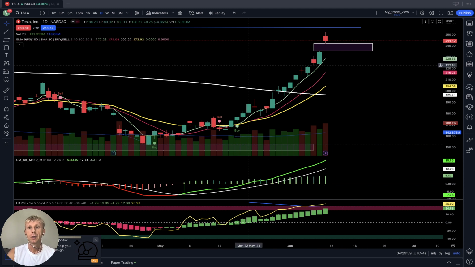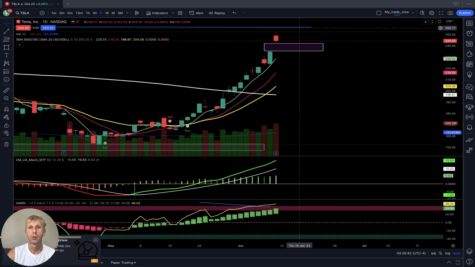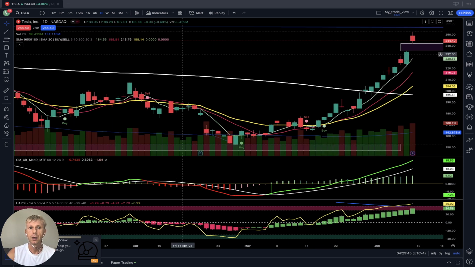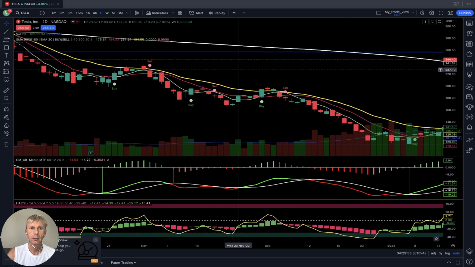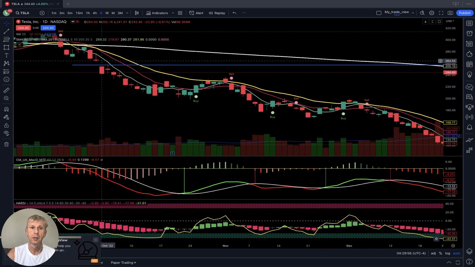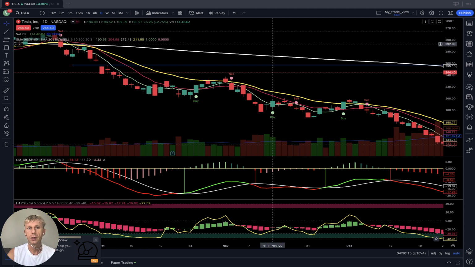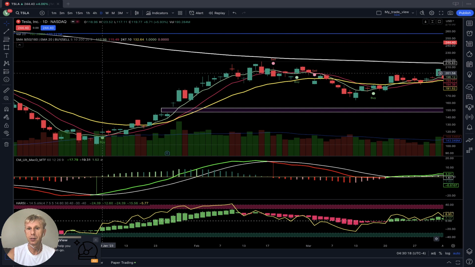And at the same time, this is the level of October. It can bounce to this level. Is there, yeah, there is the gap, you see? Here is the gap. Very large gap from 257, 256, 258, sorry, 258 up to 260, 262. A $4 gap. Tesla can still bounce.